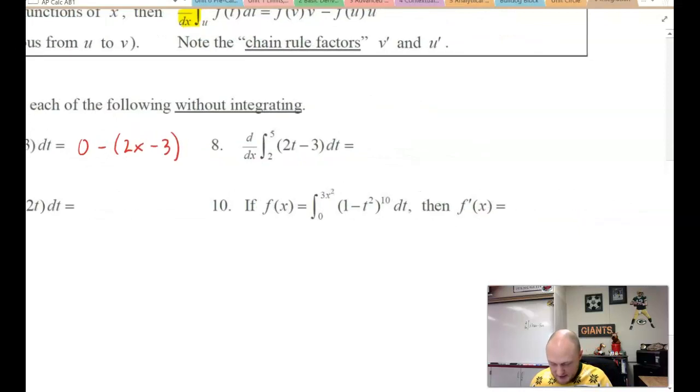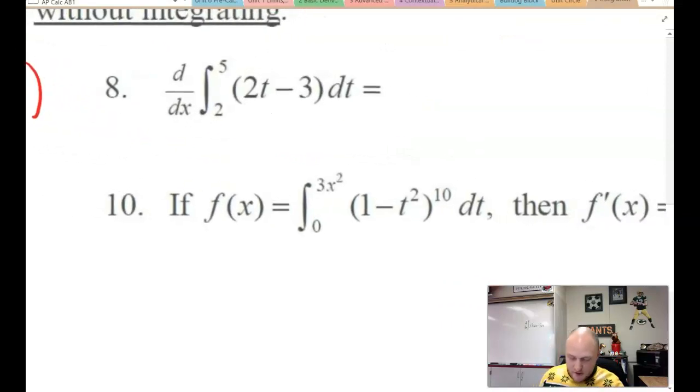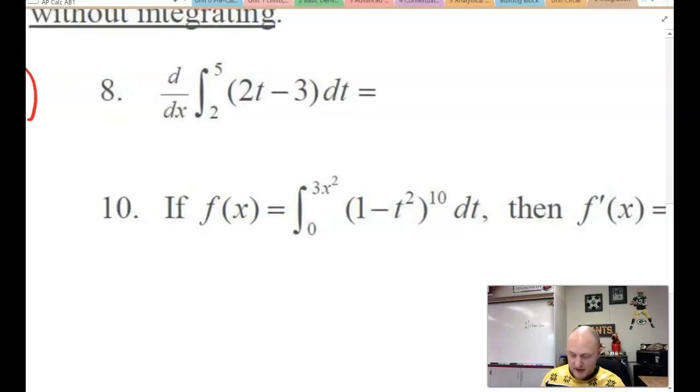That's it. That's the second fundamental theorem of calculus. Let's look at example number 8. The derivative of the integral of 2t minus 3 from 2 to 5 dt. Well, again, this is just 0. I'm taking a derivative of an integral. They're going to cancel out. But notice these values are constants. When I plug in a constant, the derivative of that is 0. So my answer there is 0.